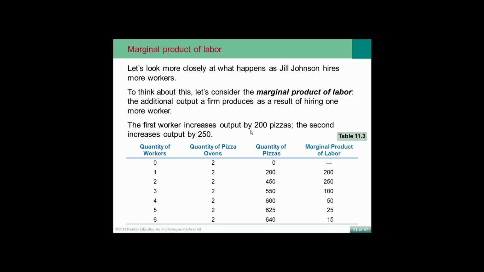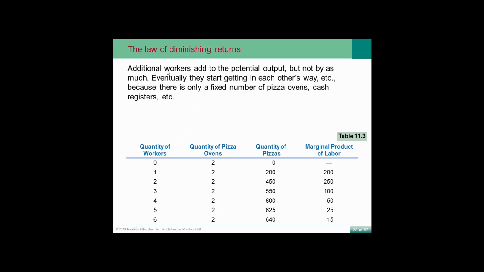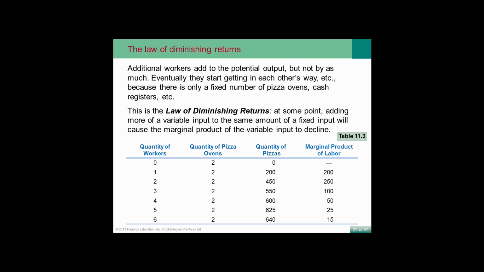The first worker increases output by 200, the second by 250. And every additional worker adds to the potential output, but not by as much, eventually starting to get in each other's way, because there's only a fixed number of pizza ovens and cash registers. This is the law of diminishing returns. At some point, adding more of a variable input to the same amount of fixed input will cause marginal product of the variable input to decline. So basically, after this point in the pizza shop, because there's only 2 ovens, each time you add another worker, marginal product goes down. Law of diminishing returns.